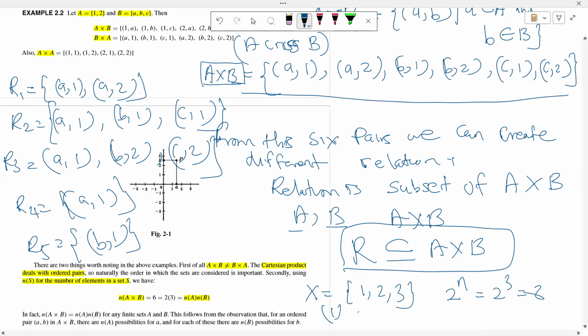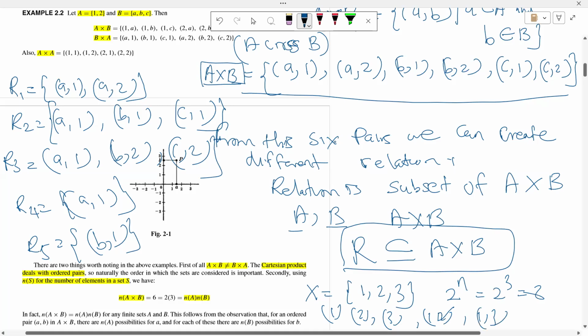So {1} is a subset, {2} is a subset, {3} is a subset, {1,2} is a subset, {1,3} is a subset, {2,3} is a subset, then {1,2,3} is a subset, and the empty set is a subset. So altogether 8, right? Similarly, you can apply this here as well.